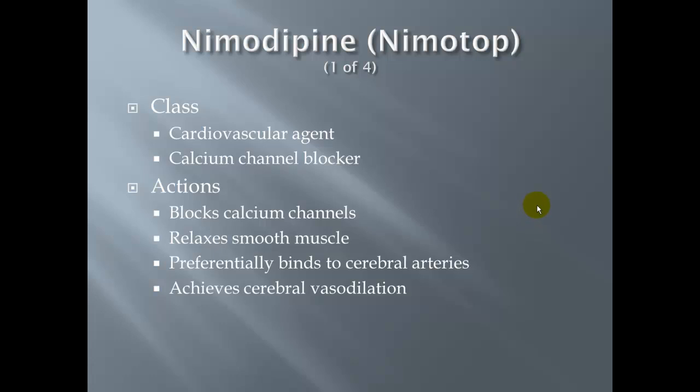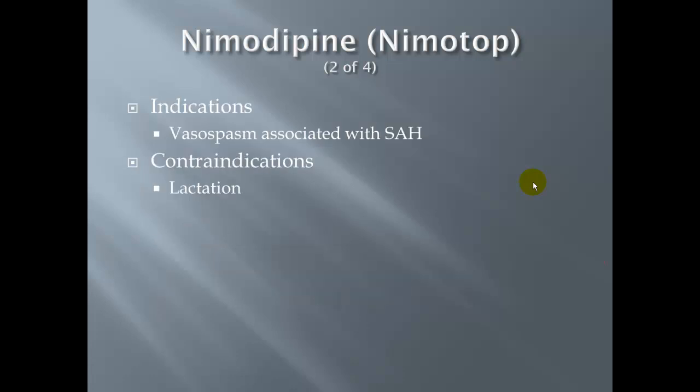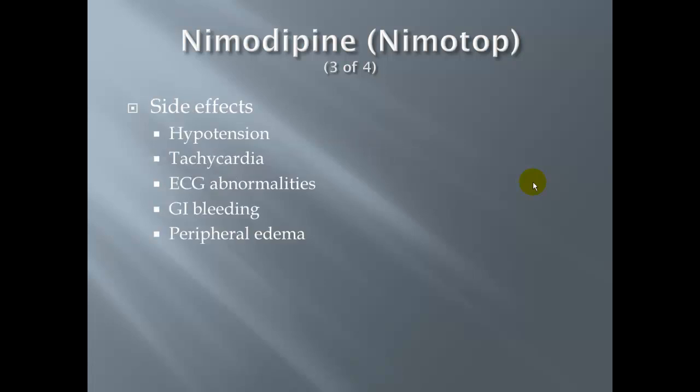Nimodipine, or Nimotop. Class on this is going to be a cardiovascular agent, and it's a calcium channel blocker. Action on this is going to be to block the calcium channels and relax the smooth muscle. Preferentially binds to cerebral arteries and achieves cerebral vasodilation. Indication: vasospasm associated with subarachnoid hemorrhage. Contraindications are going to be lactation. Side effects: hypotension, because this is going to work systemically.